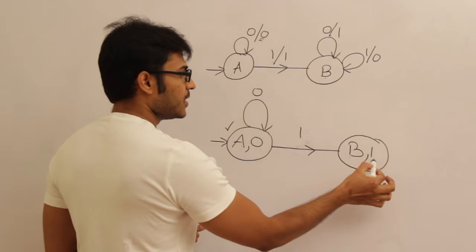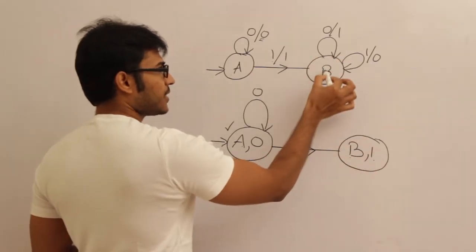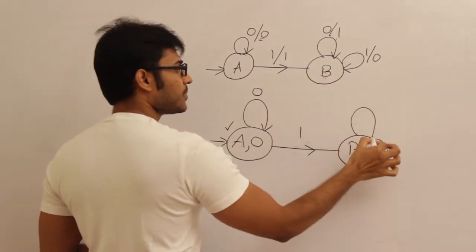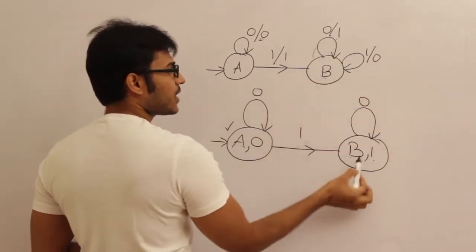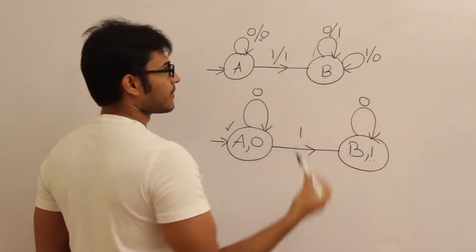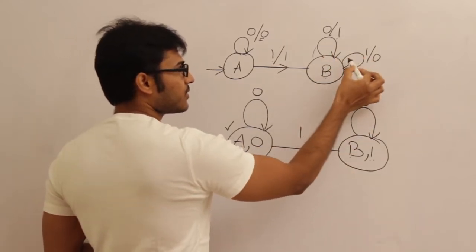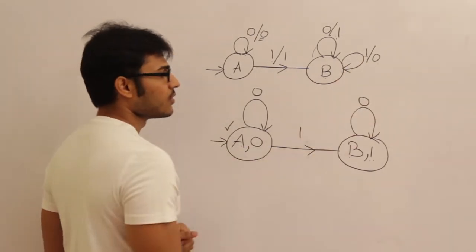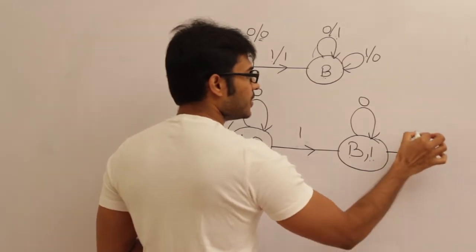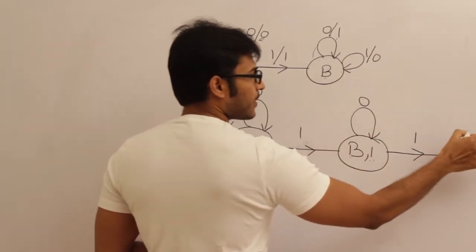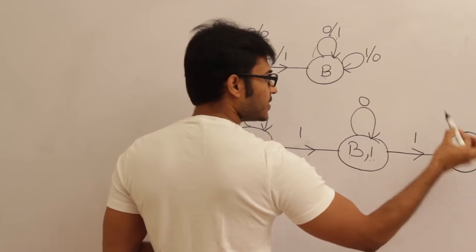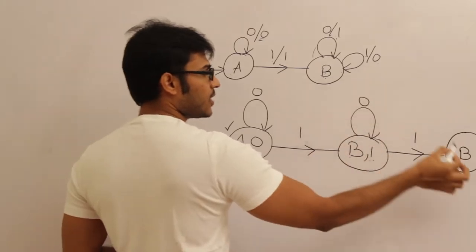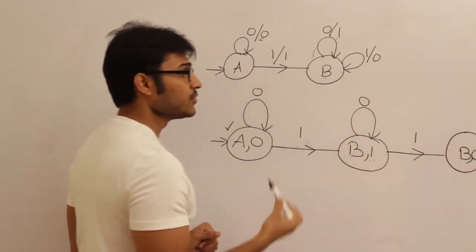See this, capital B on 0 is going to capital B itself and the output is 1. Now capital B on 1 is going to capital B itself, but the output is 0. Therefore capital B on 1 is going to capital B itself, but the output has to be 0. Therefore one more new state is formed.